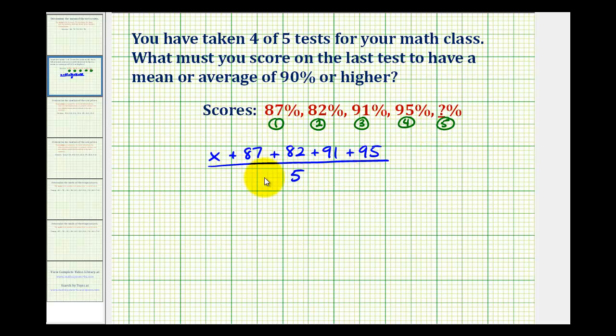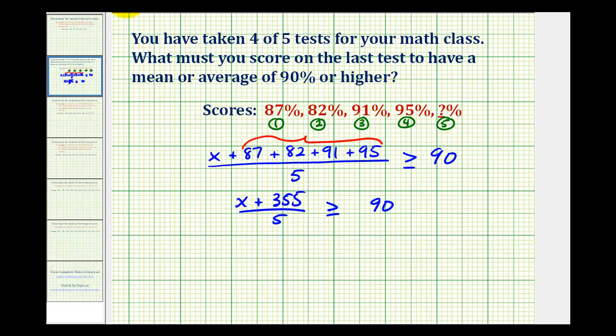But we want this average to be 90% or higher, which means we want this to be greater than or equal to 90 or 90%. And now we can solve this for x to determine what that fifth test score must be. Well, this sum here is equal to 355. So let's go ahead and rewrite this as x plus 355 divided by 5 is greater than or equal to 90.